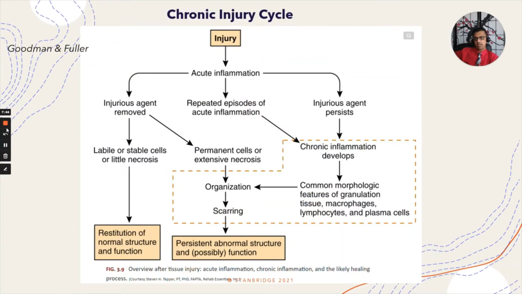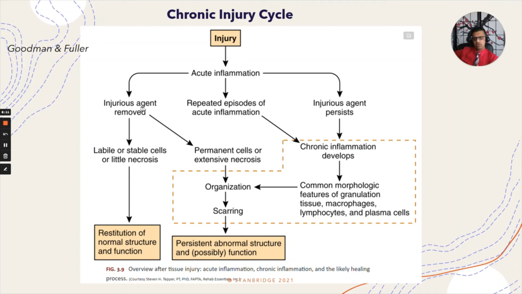Chronic injury cycle. All right, so if you look at this chronic injury cycle, this is pretty much your patients. Let's say they have an injury, whether it's a rotator cuff injury, ACL, knee injury, as the case may be. First of all, they're going to get acute inflammation. Now, acute inflammation can go two directions.